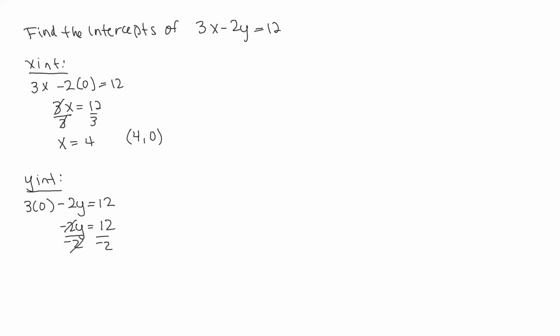Negative 2 divided by negative 2 is 1, and 1 times y is y. Then 12 divided by negative 2 is negative 6. I would write this ordered pair as 0 for x, negative 6 for y.